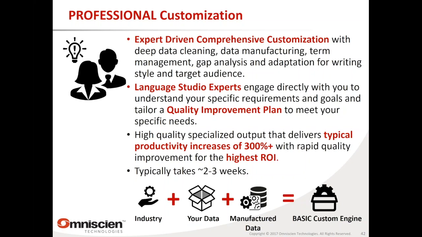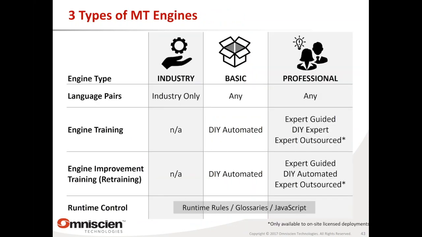Where the full customization comes in is what we call professional customization. Now, our experts will sit with you, we'll design an engine. And by design, I mean we will look at your data, we will understand your purpose, and we will create a quality improvement plan that's very, very explicit on how your engine is going to be built, what data is going to be created, what data you can provide. And this typically gives about a 300% productivity gain compared to if a human was doing translation. Now, this takes 2 to 3 weeks to create, and a big part of that creation is, again, the data manufacturing.